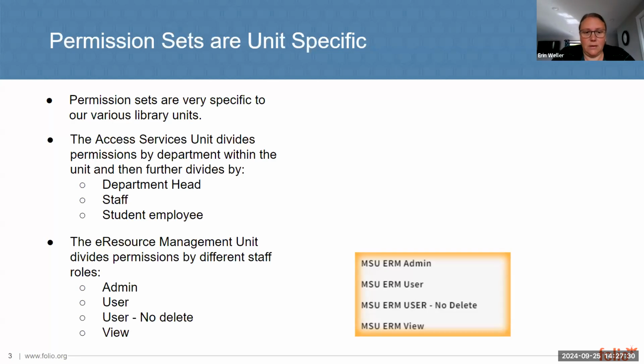But again, you can see everything starts with MSU, but then the unit. So we had Access Services before, and now we have ERM, and then it further breaks it down. So it's not the same by unit, but it makes sense for that unit. So that's how we did it at our library. Next slide.